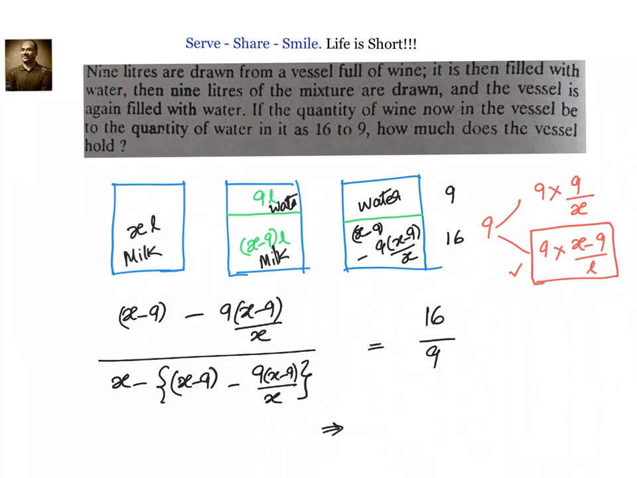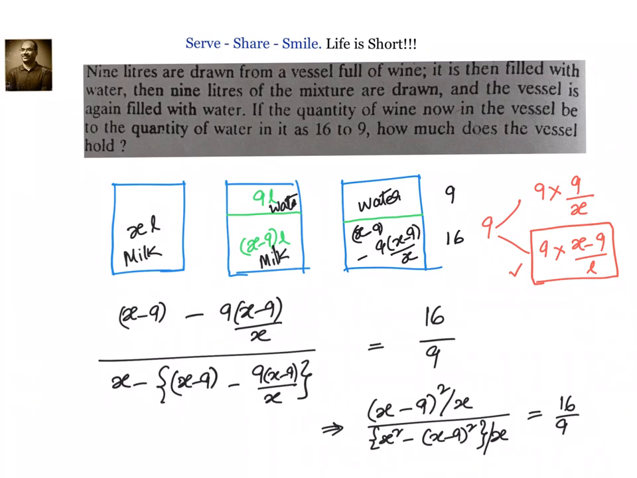What we will have after simplification is x minus 9 into x minus 9. So it will become x minus 9 whole square divided by x, divided by x square minus x minus 9 whole square, the whole thing divided by x, which is equal to 16 by 9. Let's go to the next step.